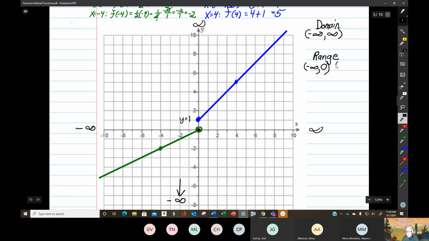So on the other side, we're going to pick up with a bracket because y actually equals 1 there. Y actually equals 1 because x can actually equal 0.